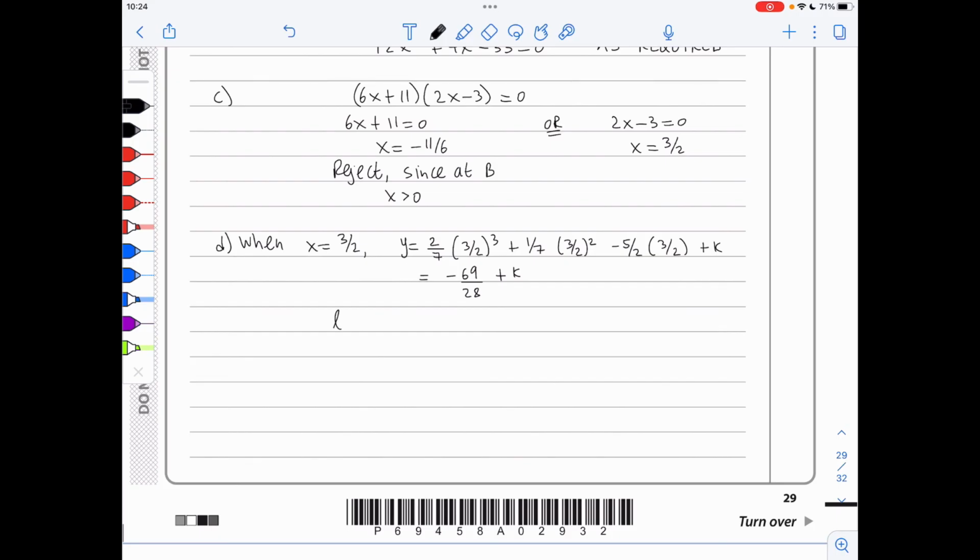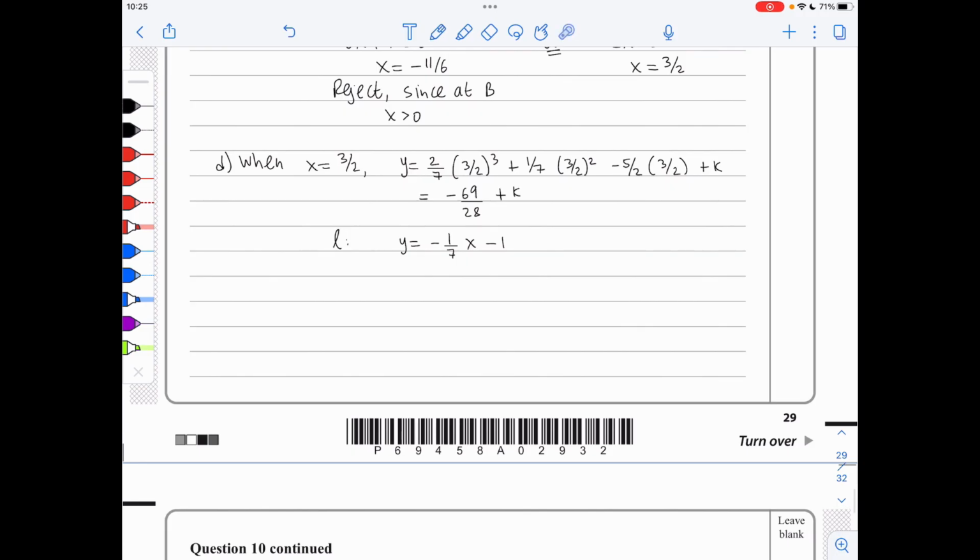We know that the line L has a gradient of minus 1 over 7, and it's also passing through the y-axis at negative 1, so its equation is y is minus 1 over 7 x minus 1. And in addition, we know that it passes through the point with x-coordinate 3 over 2 and y-coordinate minus 69 over 28 plus k. So I can substitute. I have minus 69 over 28 plus k is equal to minus 1 over 7 times 3 over 2 minus 1. So we get that minus 69 over 28 plus k is equal to minus 17 over 14, and therefore k will be minus 17 over 14 plus 69 over 28, which turns out to be 5 over 4.